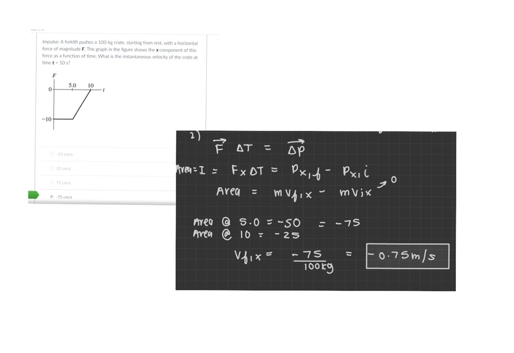So the velocity final of x equals -75 divided by 1,000 kilograms, which is the mass. Since there is no initial velocity, there is only mass. And then we're left with -0.75 meters per second. And basically that's our answer.